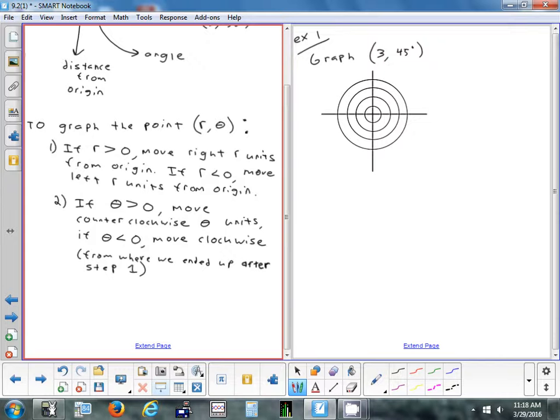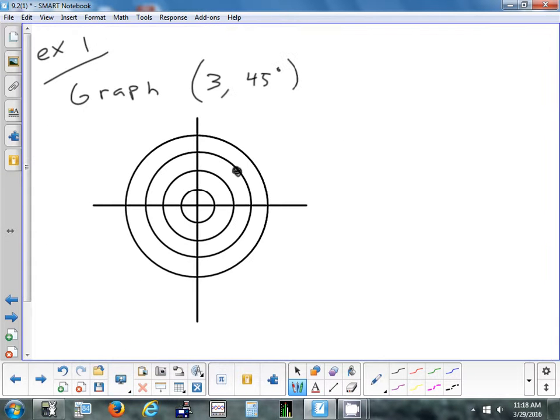Right. After we go 3 units right, we're going to move 45 degrees. Is it clockwise or counterclockwise? Counterclockwise. Right, so just estimate it. 45 degrees. It's halfway between 0 and 90. That's it. That's the point (3, 45 degrees). Any questions on that?